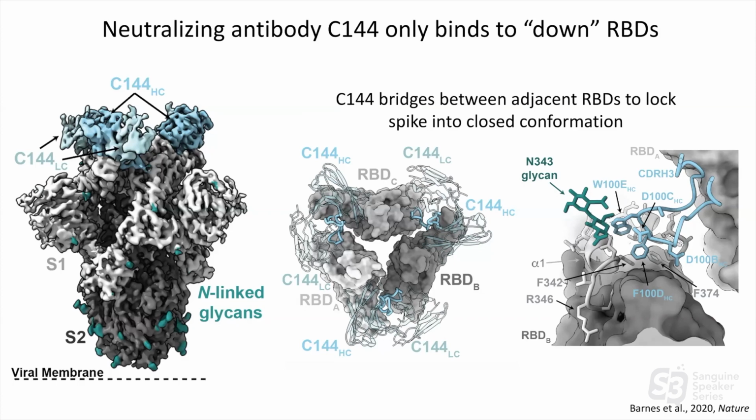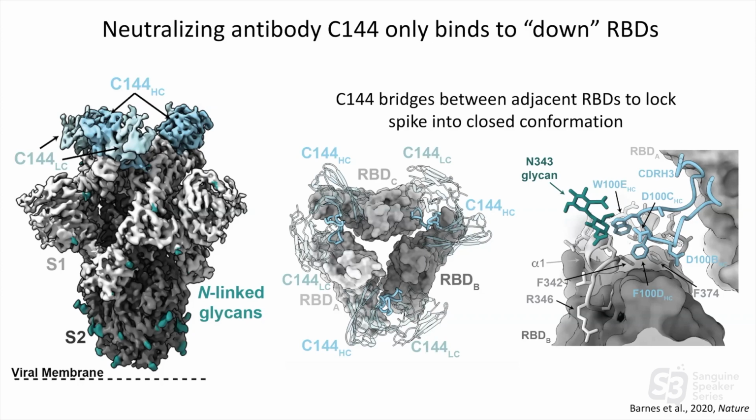But if you look at how it actually bridges between the RBDs, if you look at the heavy chain of C144, which is in the darker blue color, it binds to what we call, let's say, the primary RBD. And then the light chain binds to the adjacent RBD. And the amazing thing is that the CDRH3 of the heavy chain reaches across to the secondary RBD to insert 2 hydrophobic residues into a hydrophobic pocket on that RBD. And then this is 3-fold symmetric, so that's repeated 3 times. So you've just locked this thing down.